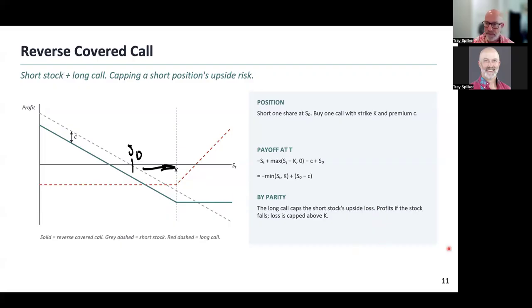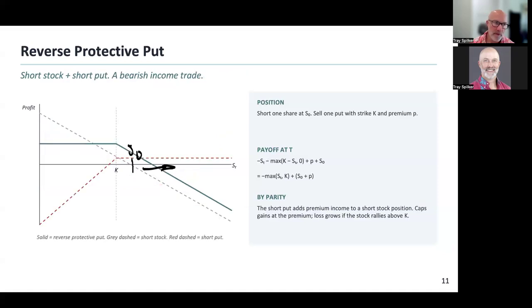Now, last but not least here, we're going to look at the reverse protected put. This one is similar in that it's a short position in the underlying. So you see the downward sloping gray dash line, which is a short stock. And it's combined with a short put position, which is the red dash line. So we sell one put with a strike at K, and we earn the premium, and that's why this line is shifted up by that amount. Basically, we get some premium here, and of course, it looks a lot like something we've seen before.